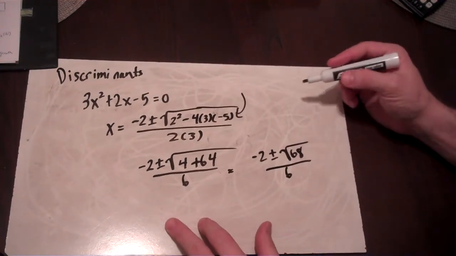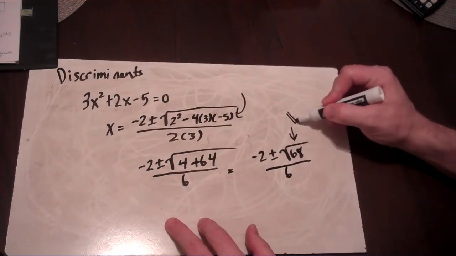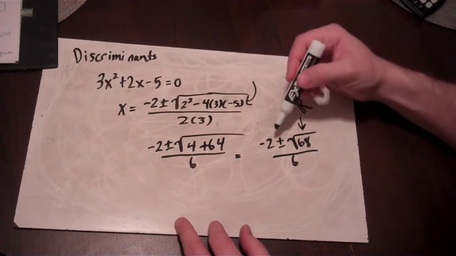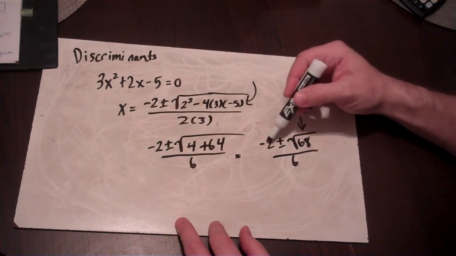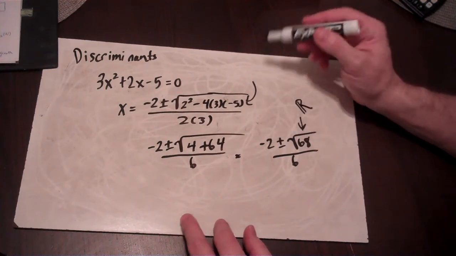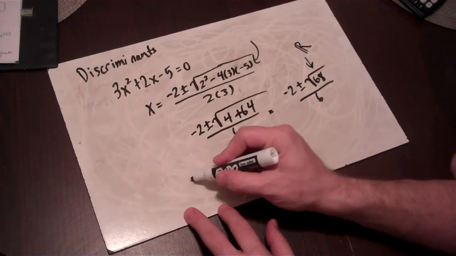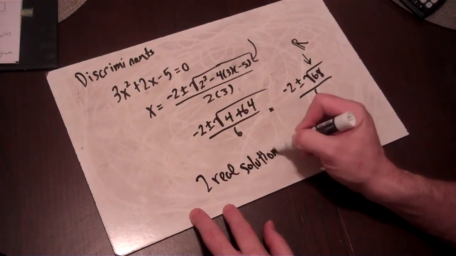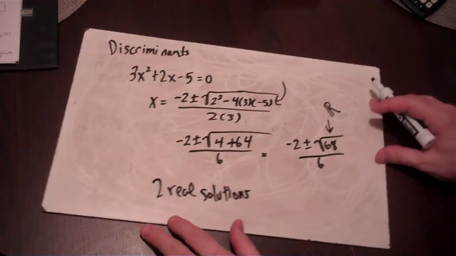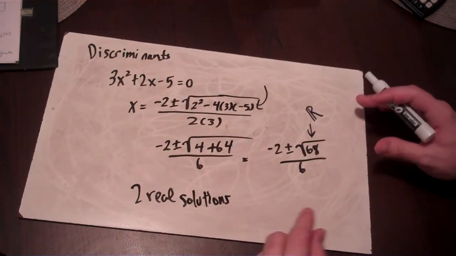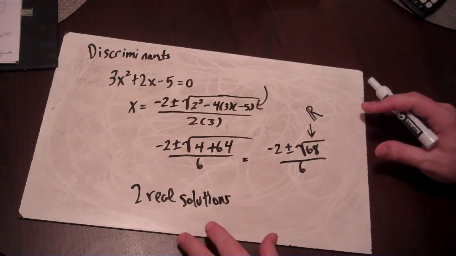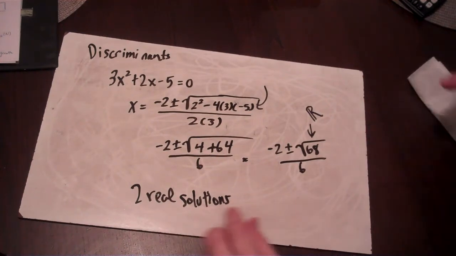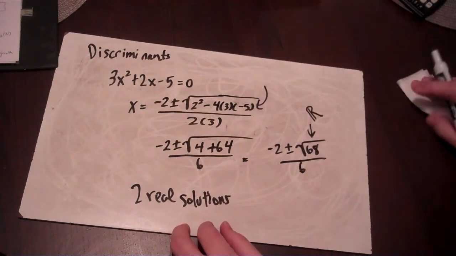Now the point is this: the square root of 68 is a real number. And since it's a real number, the solutions that we're going to get, one from adding that real number, one from subtracting that real number, so we're going to have two real solutions. So one neat thing about quadratic equations is that you can determine what types of solutions you're going to have before you even have them. And where it comes from is this square root.